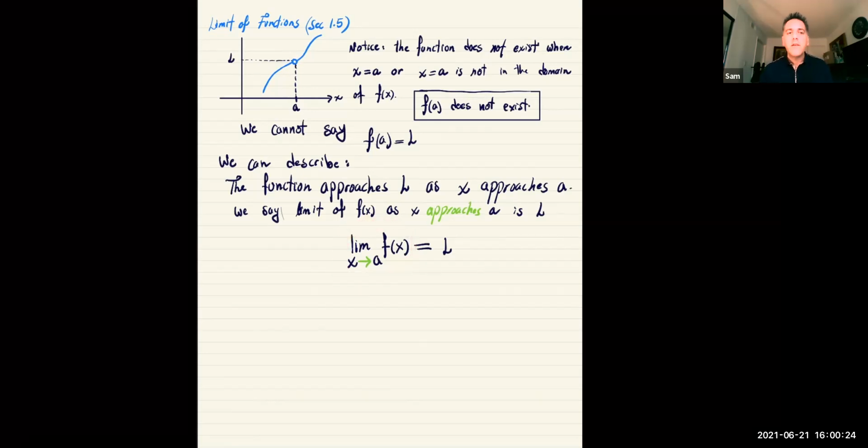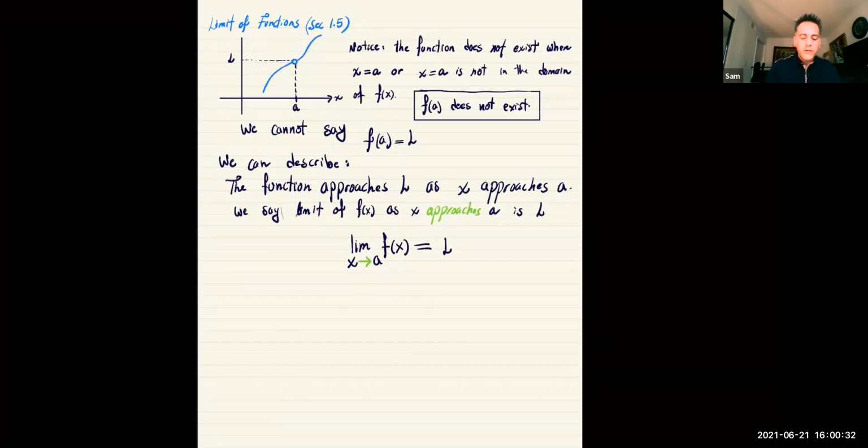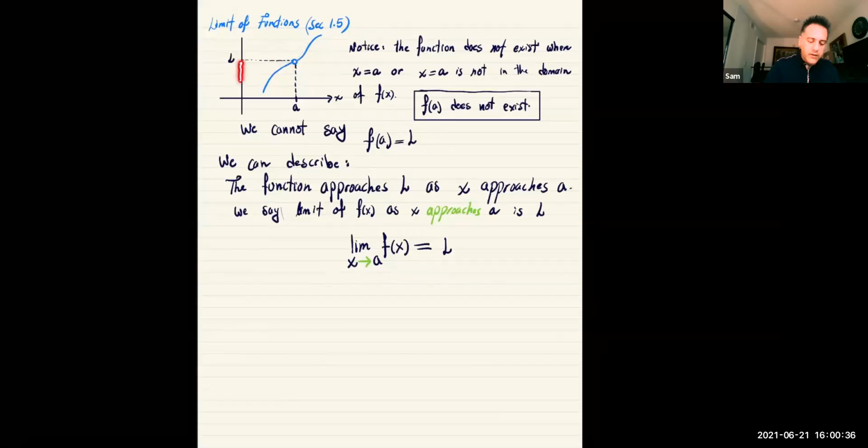Again, it's just telling you what's happening to the y values as x is getting close to a certain number. The y values are getting close to L. We are not exactly right on L, but we are around L. All right? Let me show you an example here.